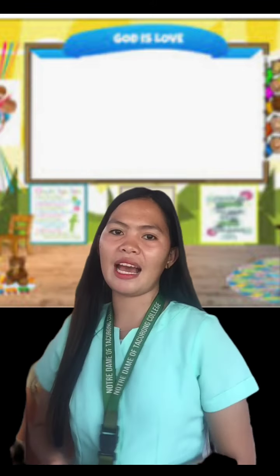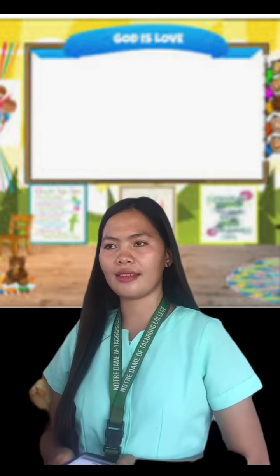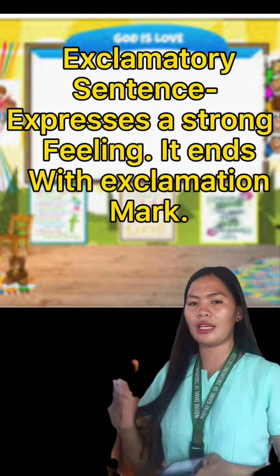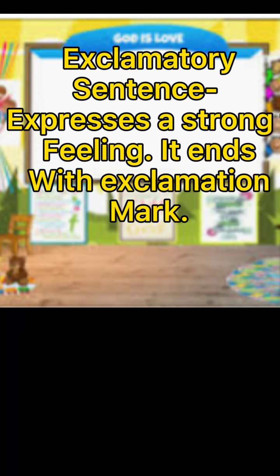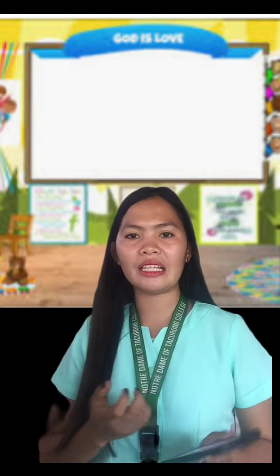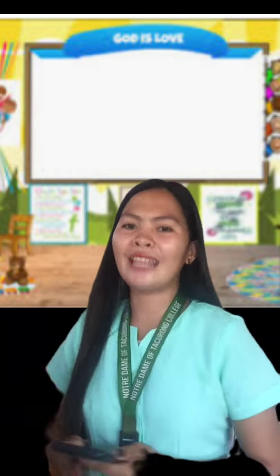Okay, let's proceed to the last kind of sentence. What is the last kind of sentence? Anyone? The last kind of sentence is the exclamatory sentence. Okay, anyone who can read the definition of the exclamatory sentence? Exclamatory sentence expresses strong feelings. It ends with an exclamation mark. It is very easy, right? Now, can somebody give me an example of an exclamatory sentence? I hate you! Well done.